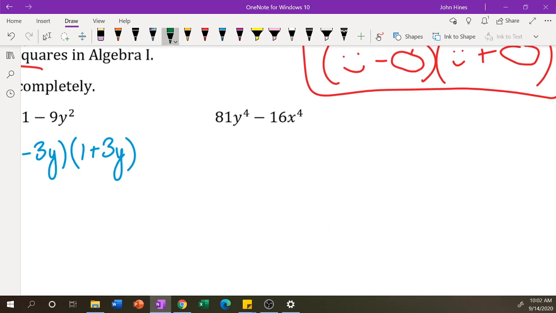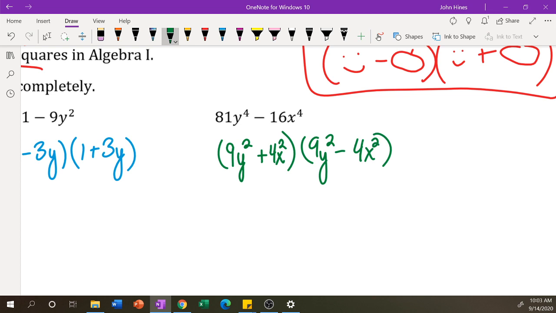Let's see how bad this one can be. Okay, I can do this. I'm going to say, all right, it's the difference, and these look like perfect squares to me because 9y squared and 9y squared makes 81y to the 4th. And then I'm going to do a plus and a minus. 16x to the 4th, all right, this is also perfect squares. I've got 4x squared and 4x squared. Nice.